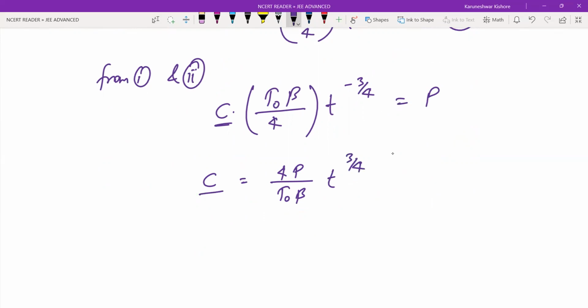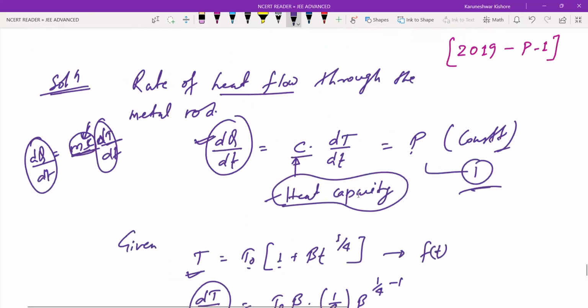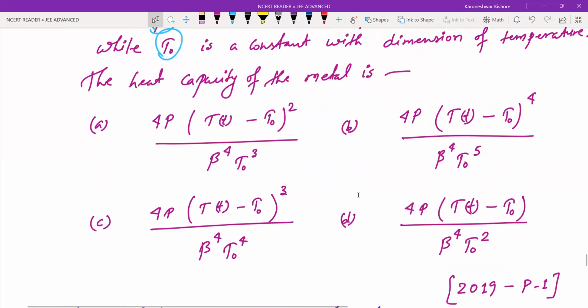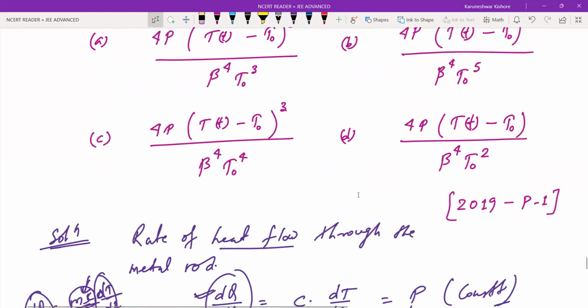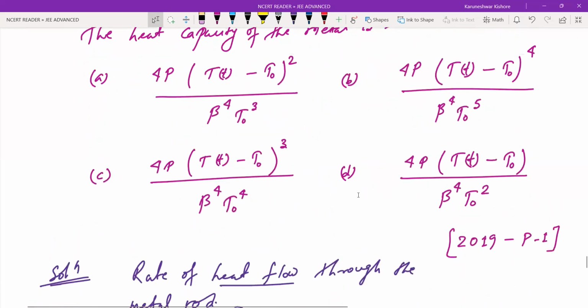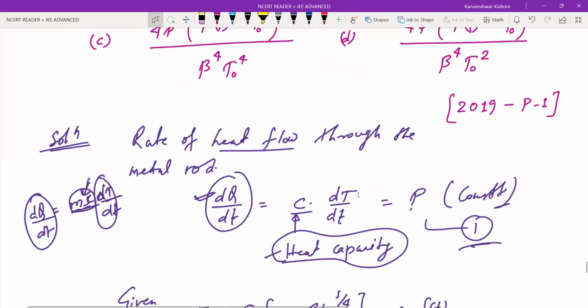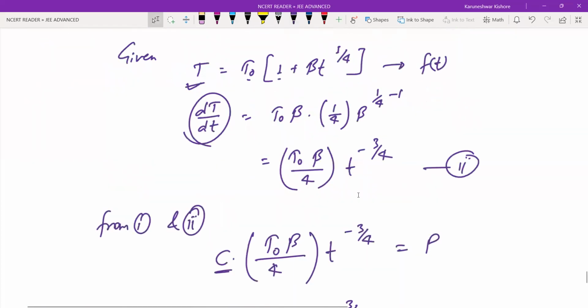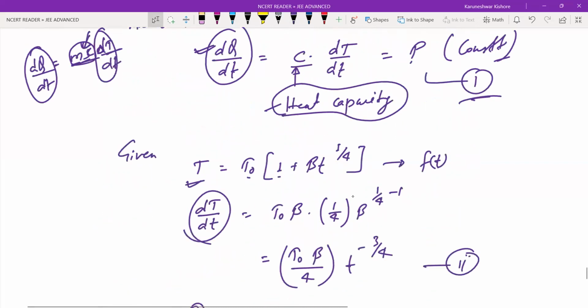Now this is the C value, but the result we are getting here is in terms of time. But if you see the options, we have no time option. So in this case, when time is not given in the options, we have to eliminate this time. How can you eliminate this time? You can eliminate it from this relation only, the relation that is given to you.